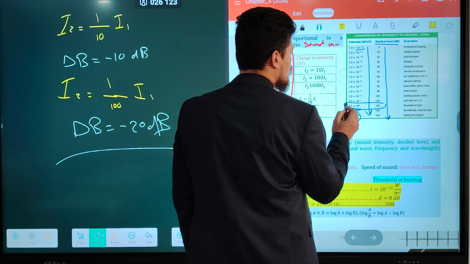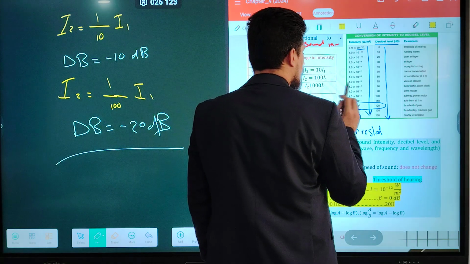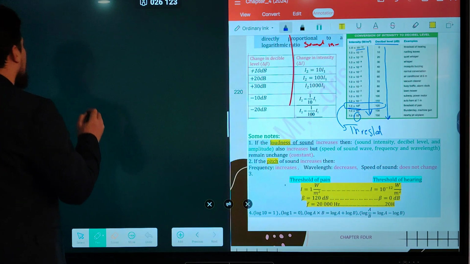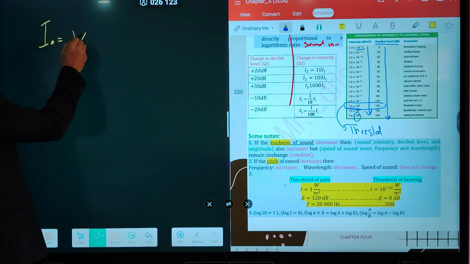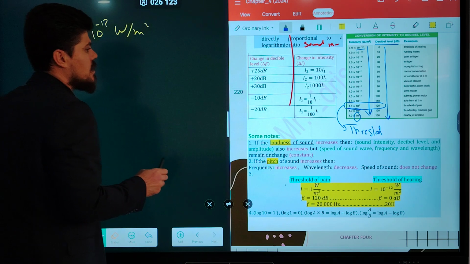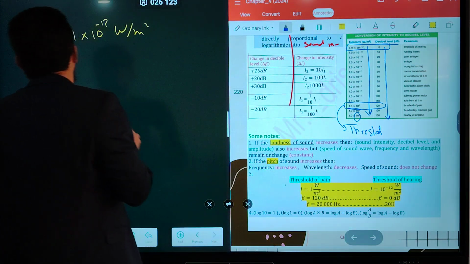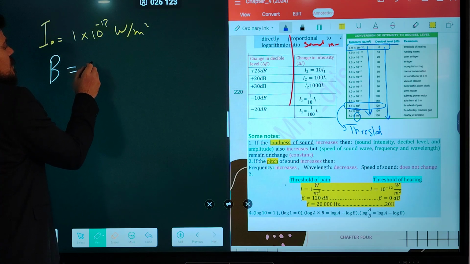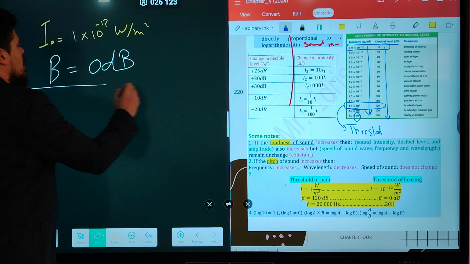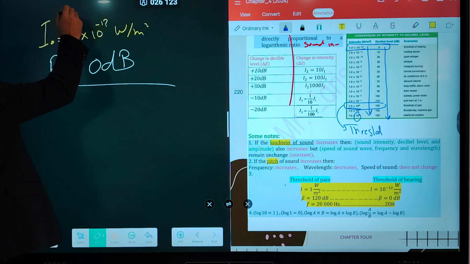Guys, look, this is 10 power negative 12, threshold of hearing. What is this? Threshold of hearing. At the threshold of hearing, I naught is equal to 1 times 10 power negative 12 watt per meter square. Sorry, this one is the threshold of pain. At the threshold of hearing, the value of relative intensity is equal to what? Is equal to 0 decibel. When is the decibel level equal to 0 decibel? At the threshold of hearing. Now I'm going to prove this value.